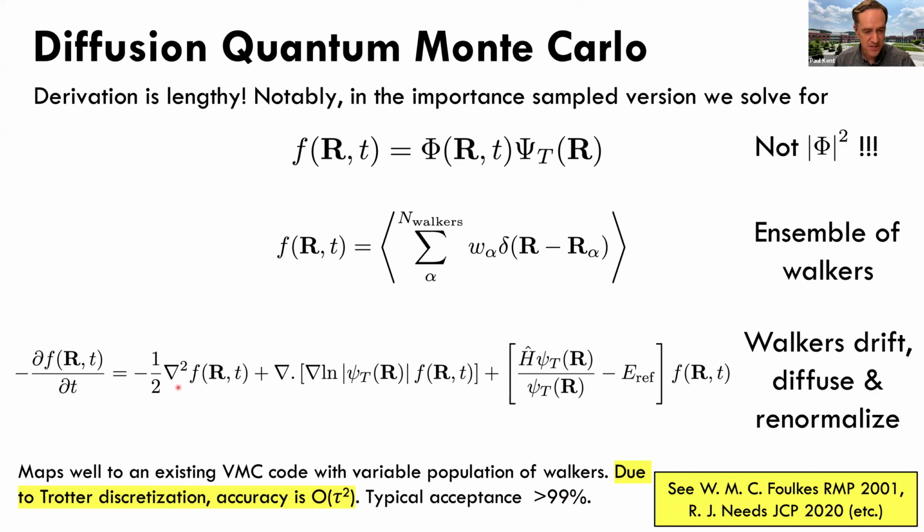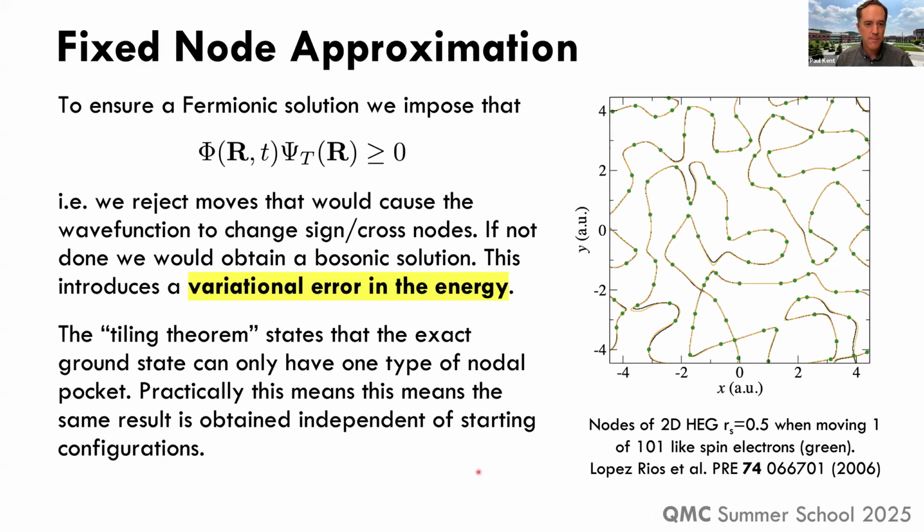One thing to note here is, okay, this may look a little bit complicated, but when one puts in the trial wave function, it turns out that nearly all of the terms are ones we already have in our variational quantum Monte Carlo code. We just need to have this varying population of walkers. So once one has VMC implemented, DMC is actually not too much additional work.